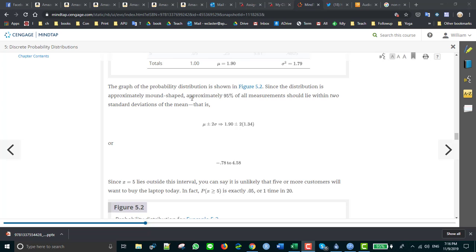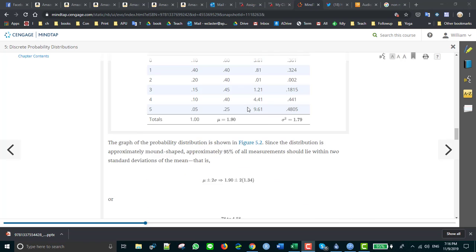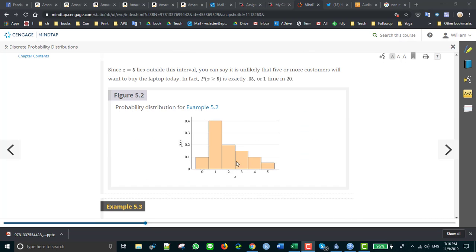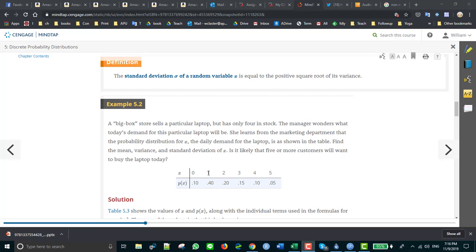It turns out that approximately 95% of all the measurements, so what do they mean by the measurements? The picture is here. Remember, what are the possible values for x? They are 0, 1, 2. Oh, we didn't even read what this was, by the way. But they are 0, 1, 2, 3, 4, and 5. Let's read what this is.